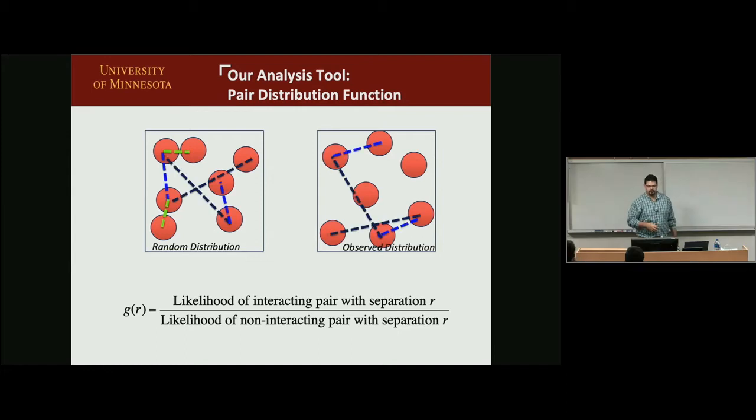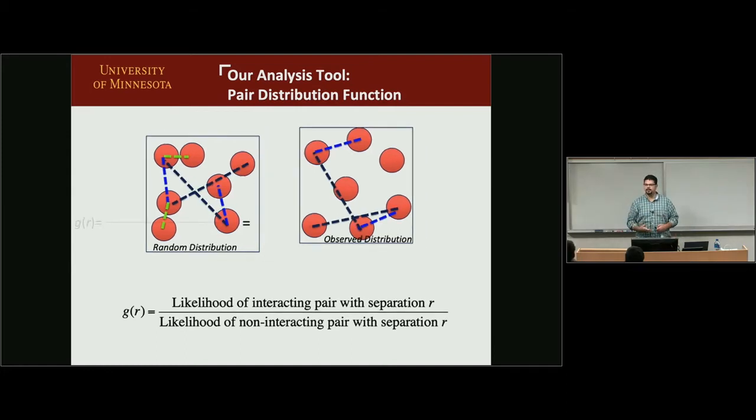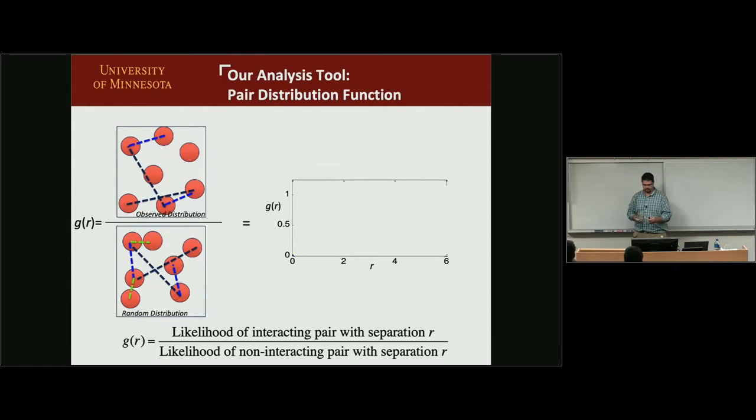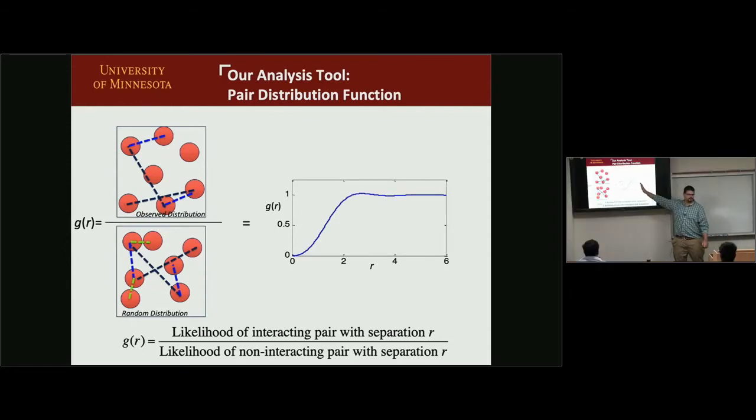So this is a difference between the distribution that we observed and what you'd expect by just randomly scattering agents on the floor. So we take those distributions and we compute the ratio of those. And if we divide through here, we'll see that when their distance is large, more than whatever, two units, it's basically one. The observed distribution and the random distribution are identical.